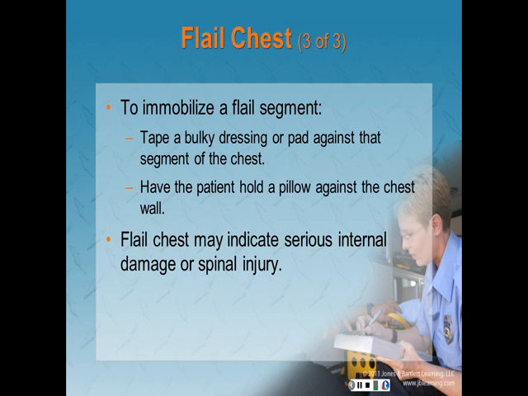Splint the chest with a pillow that the patient can hold against the chest wall. Do not use anything heavy. Flail chest may indicate serious internal damage and possible spinal injury.